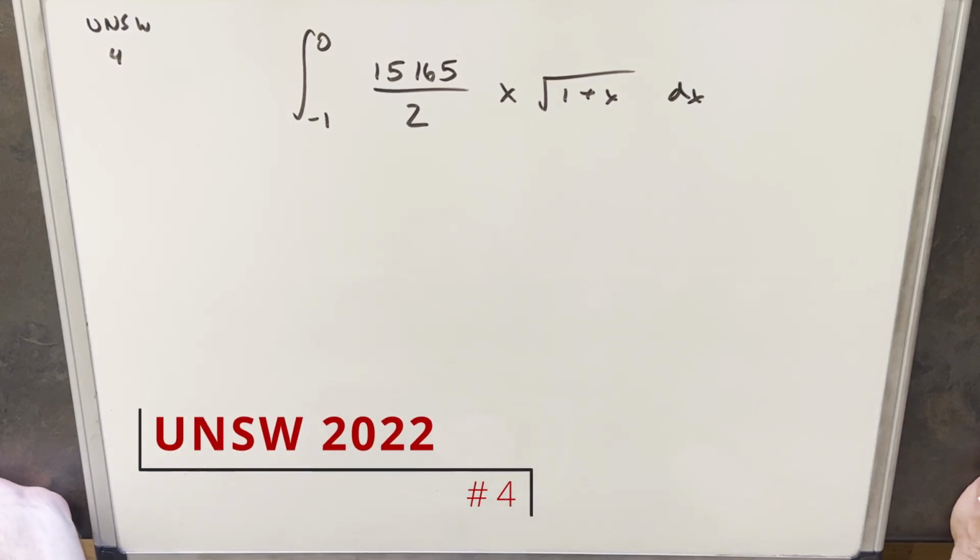Hey, we have here another integral today. This one's from UNSW Integration Bee 2022, problem number 4. We have the integral from -1 to 0 of 15165 over 2 times x times the square root of 1 plus x dx.